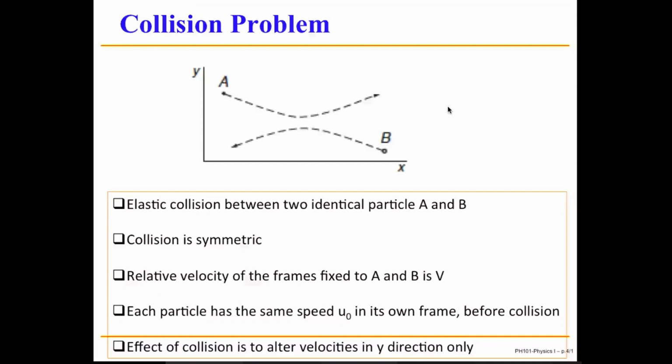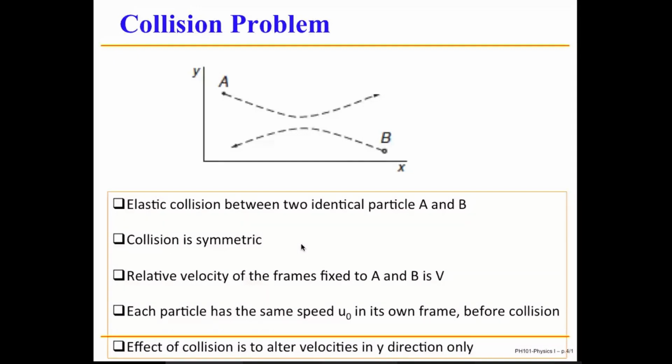The relative velocity of the frames fixed to A and B is V. Each particle has the same speed u0 in its own frame before the collision. And the effect of the collision is to alter velocities in the y direction only. So with this, we are going to study the problem. Is this clear? The statement of the problem? Yes, sir.